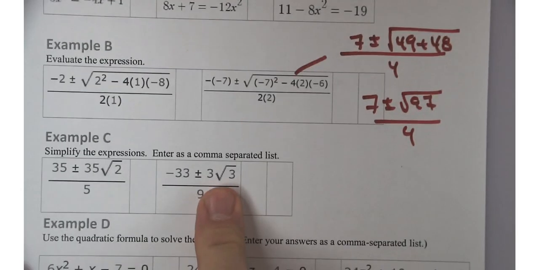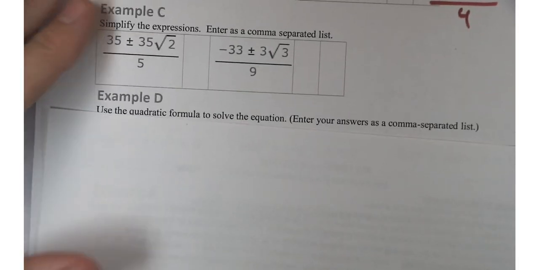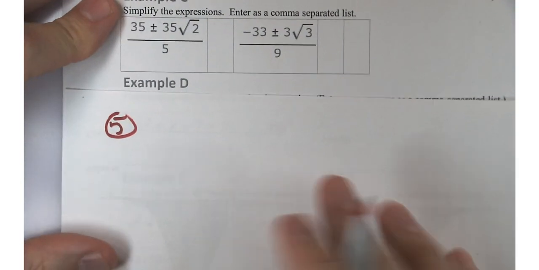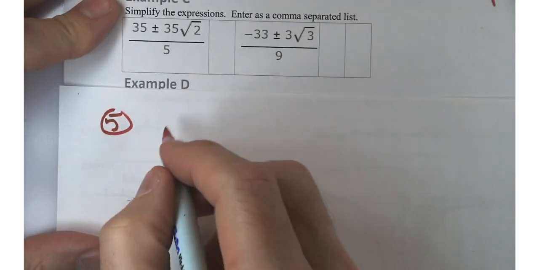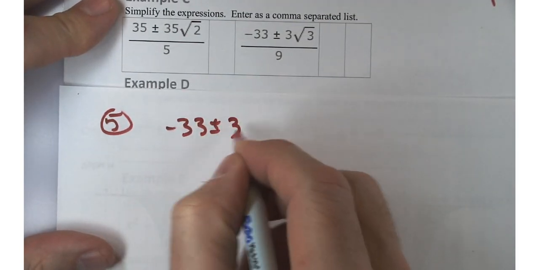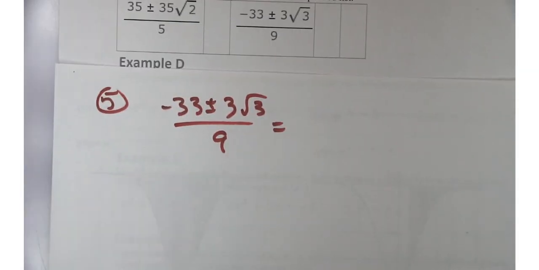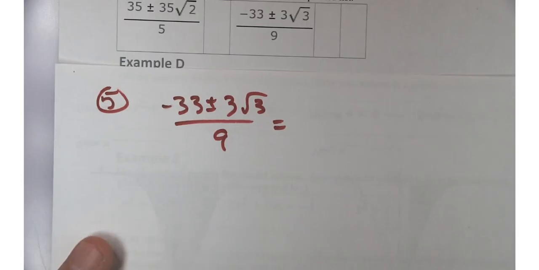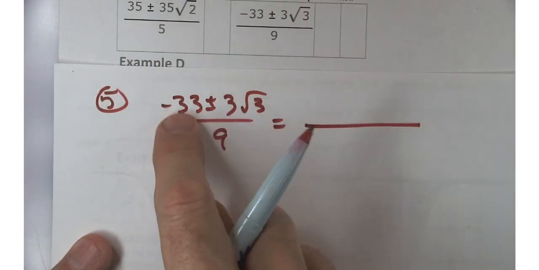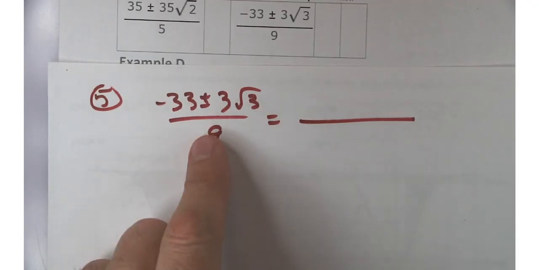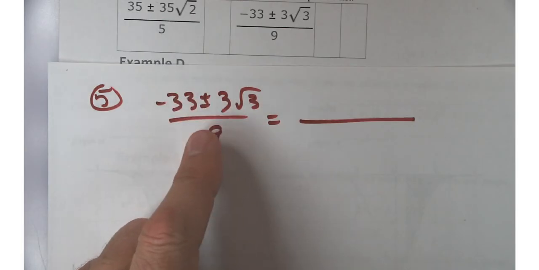Let's practice simplifying this radical a little bit. A lot of times you're going to get down to a point like this and be asked to simplify it. Let me go through that in a couple different ways. So this is example number 5 on page 5. That's my own stuff. Negative 33 plus or minus 3 square roots of 3 over 9. Now, being consistent with what I've done previously, I've been looking for a common factor in the numerator and then working things from there. What's common for those two terms in the numerator? What can I take out?